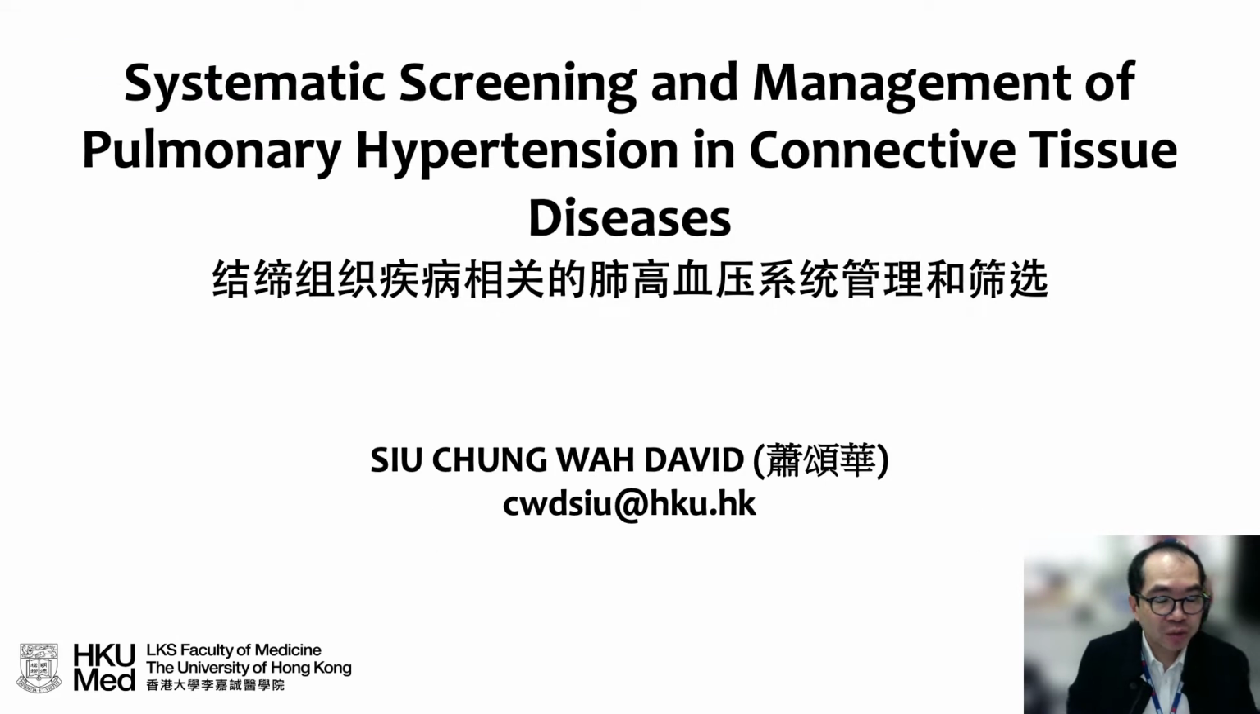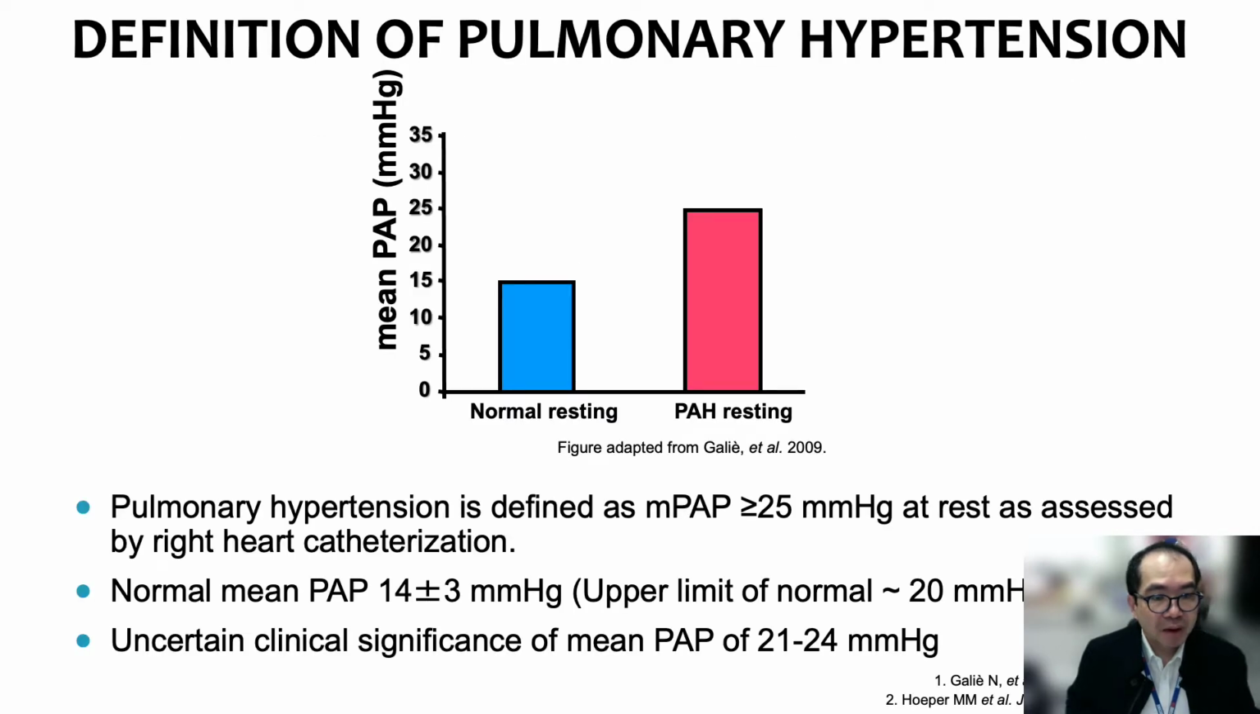Today, I'm going to share with you some of our experience in managing pulmonary hypertension in connective tissue disease, focusing on systematic screening and management. Pulmonary hypertension is defined as the mean pulmonary arterial pressure more than 25 mm mercury at rest as assessed by right heart cath.